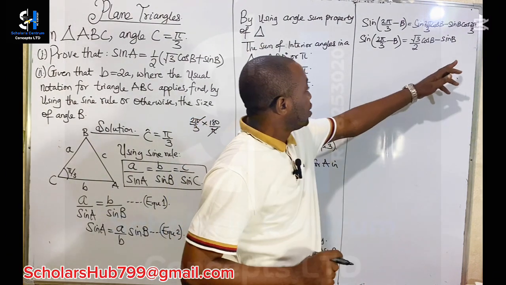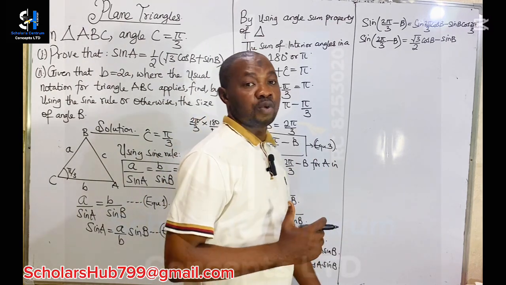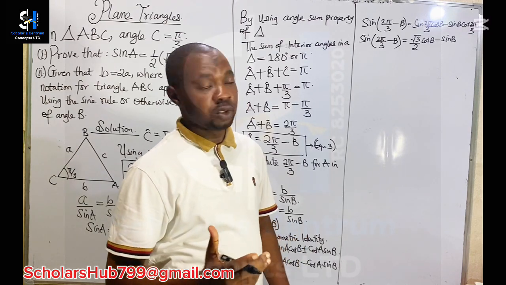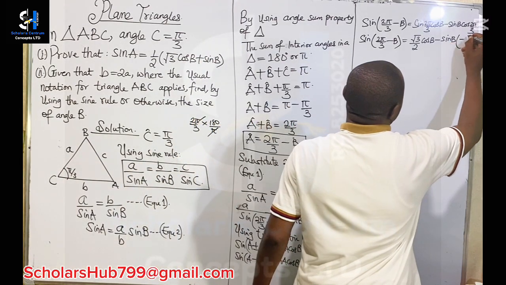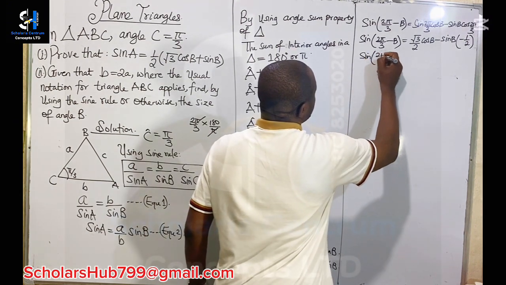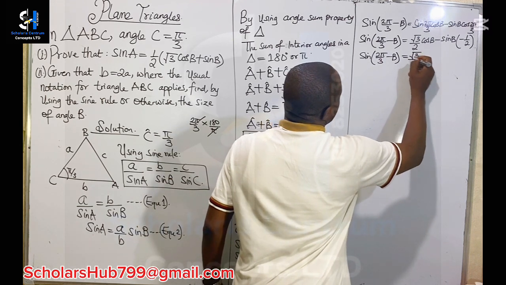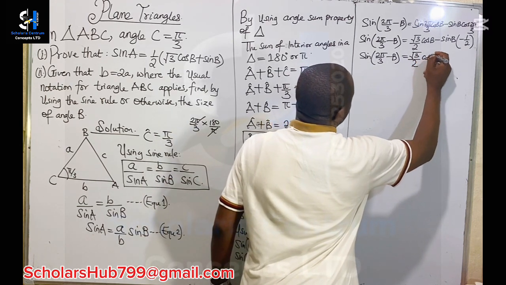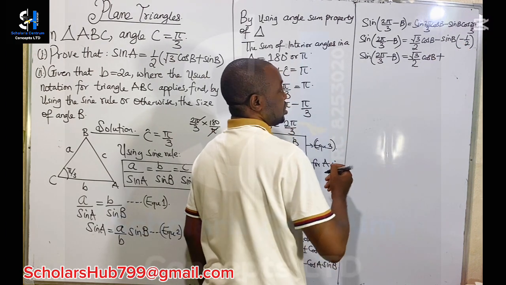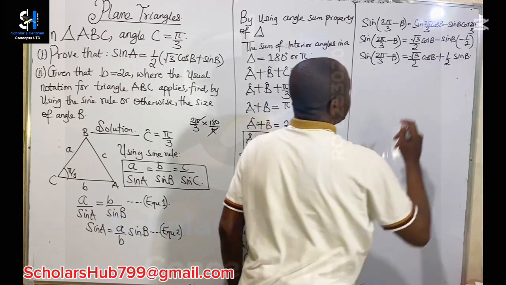Now cos 2 pi over 3, which is cos 120 degrees. Since it's in the second quadrant, that will be minus 1 over 2. So this will be multiplied by minus 1 over 2. So sine of 2 pi over 3 minus B will be equal to radical 3 over 2 cos B plus, since negative times negative is positive, 1/2 of sine B.